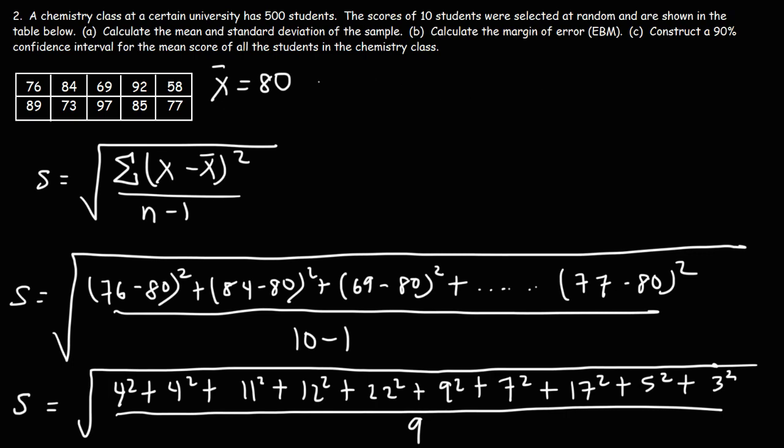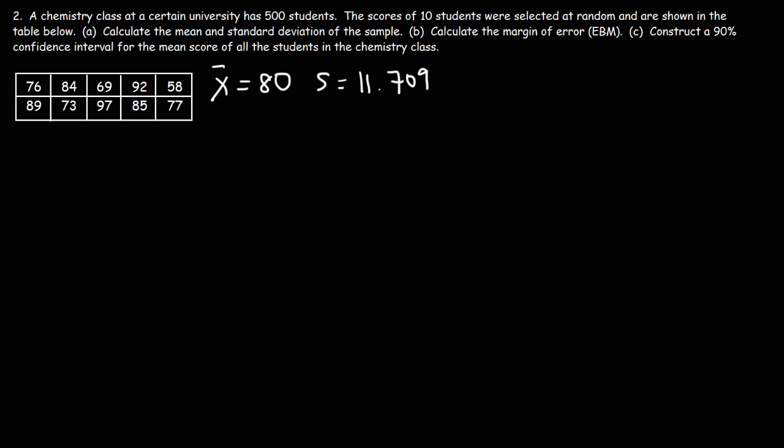So I got, for the sample standard deviation, 11.709. So that's the second part of part A. So now let's move on to part B. Now let's also write that n is equal to 10. Part B, calculate the margin of error, the EBM.